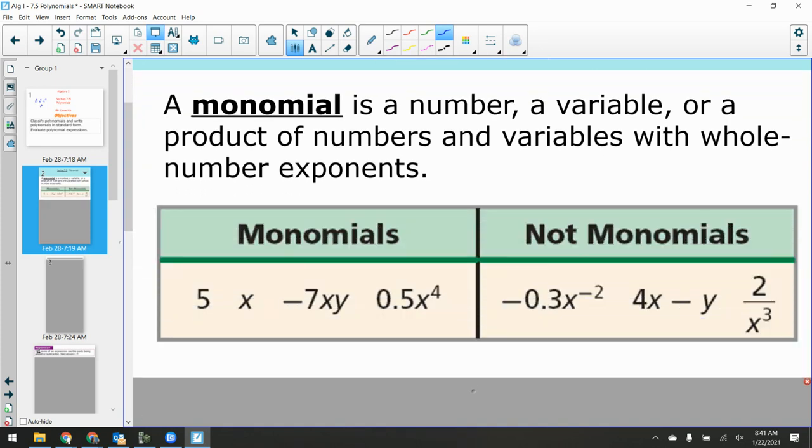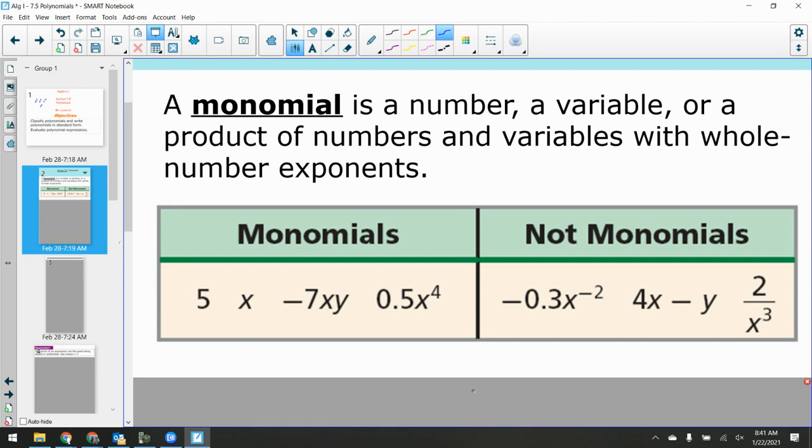So let me show you some examples of monomials and then some non-examples. Just the number 5, that is a monomial. I don't see any addition and subtraction signs going on. Just x, that is a singular monomial. One term, no plus or minus signs in there. Negative 7xy, I don't see a plus or minus in between the 7, the x, and the y, so therefore it's a single term, a monomial. 0.5x to the fourth, yes, you can have a decimal, sure, as long as it's multiplied to the variable. That's a monomial.